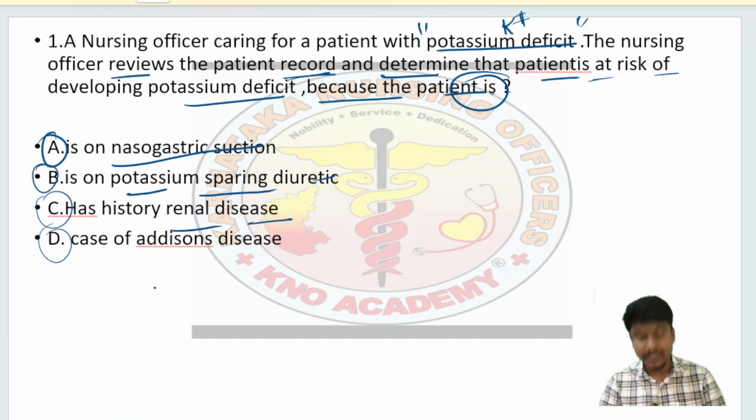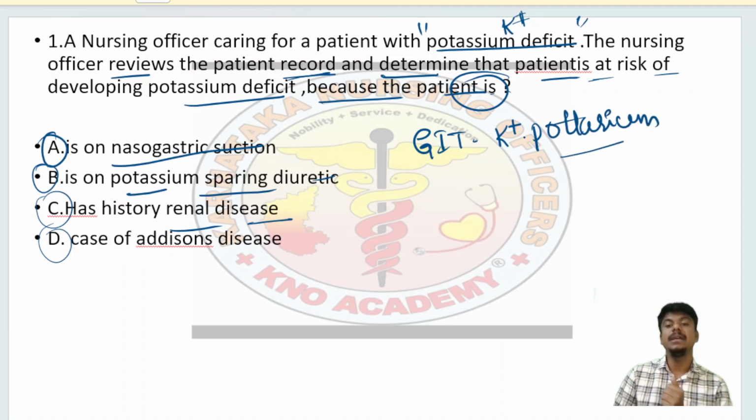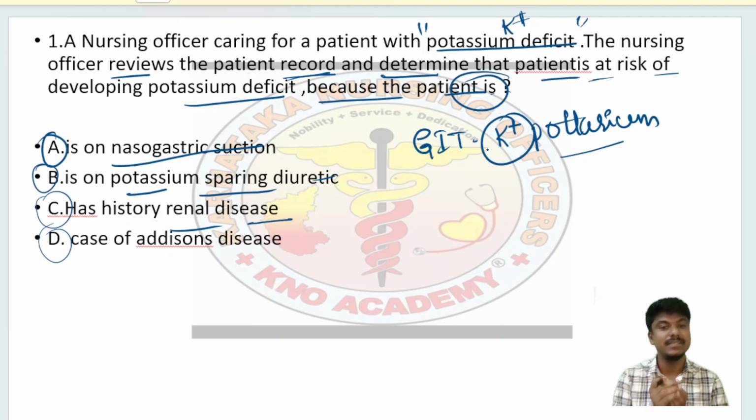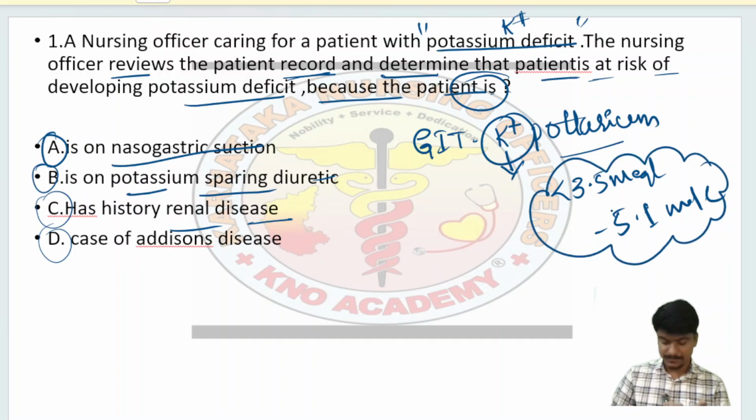If you look at the options clearly, all our GI content is rich in potassium. Your intestinal juice and stomach content are rich in potassium. If you do continuous nasogastric suctioning, of course there is a loss of potassium. The normal potassium level is 3.5 to 5.1 milliequivalents per liter.